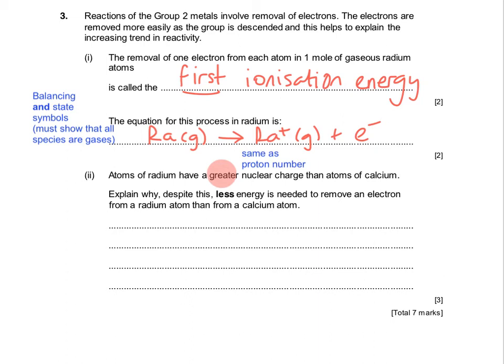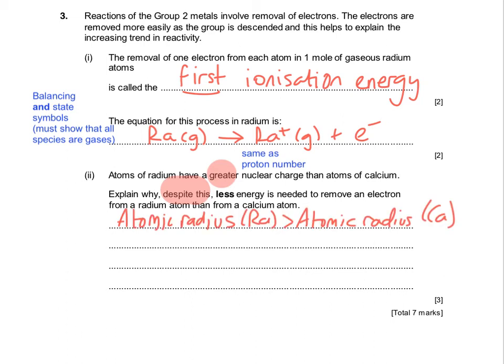So it says, explain why, in spite of this, less energy is needed to remove an electron from a radium atom than from a calcium atom. And again, it's 3 marks. So bear in mind that you may need to put some detail down here. The space would suggest so as well.